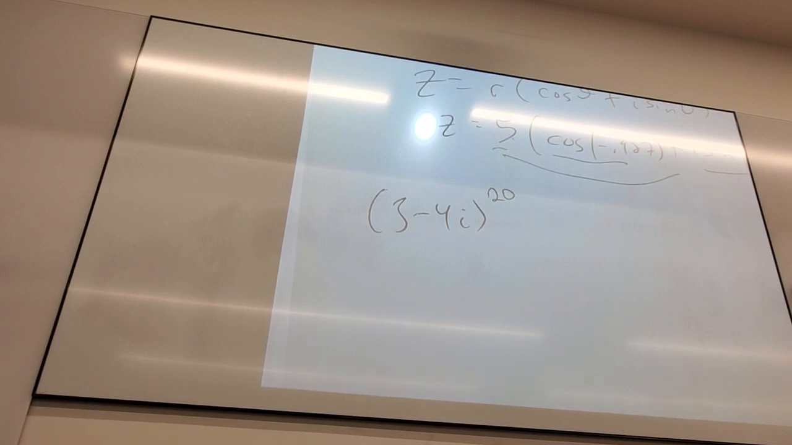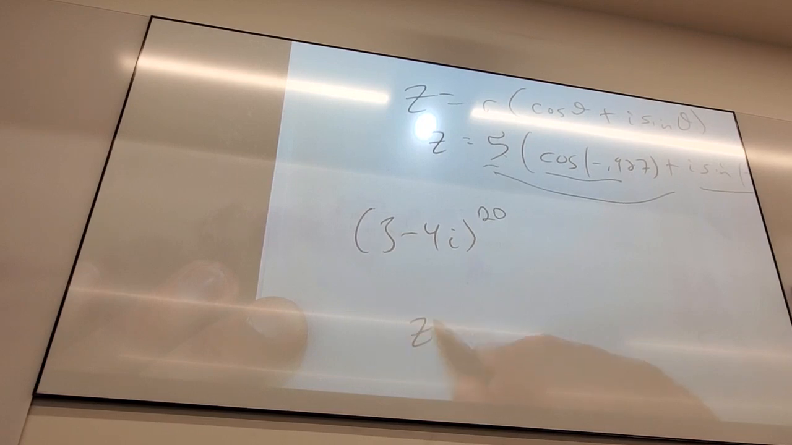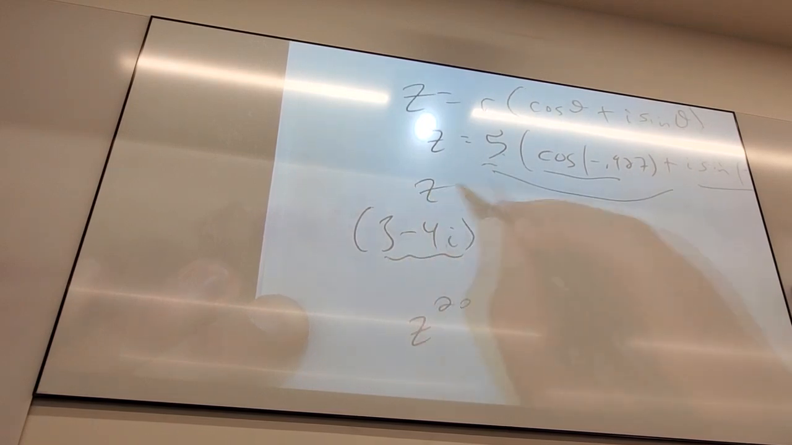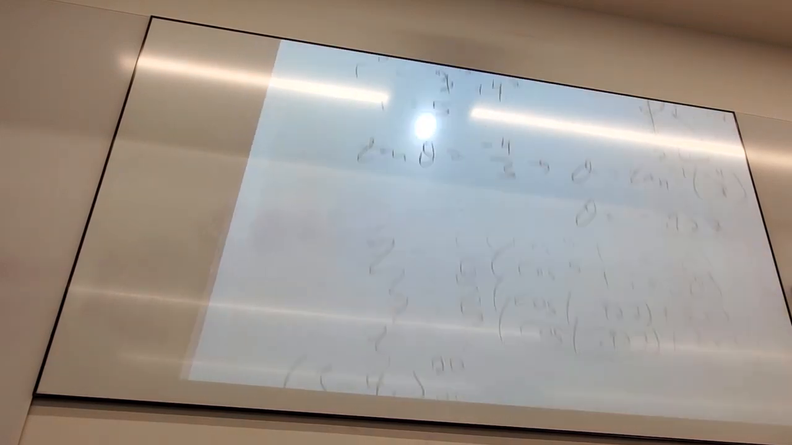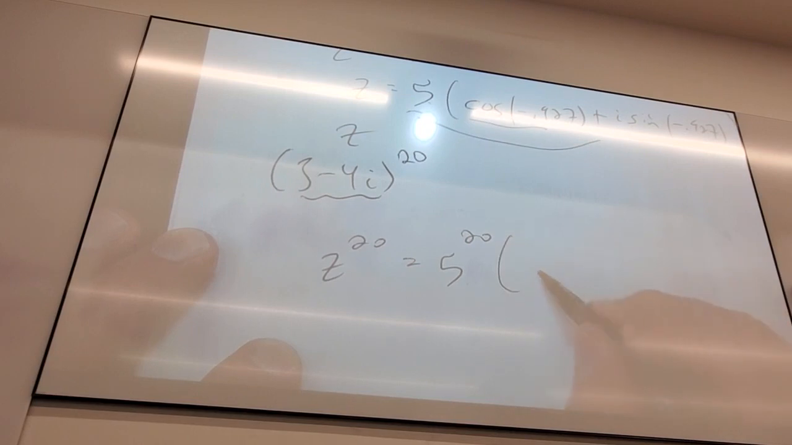Or let's do it. You ready? So I'm going to do z to the 20th. This is z. Is that cool? That's what z is, yes? So I'm going to do z to the 20th power. That would be 5 to the 20th power times cosine of 20 times negative 0.927 plus i sine of 20 times negative 0.927.